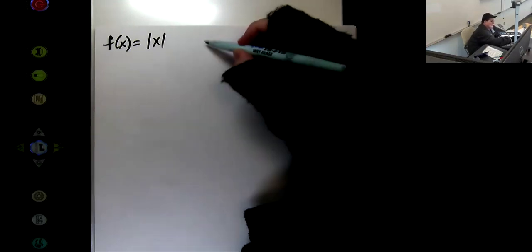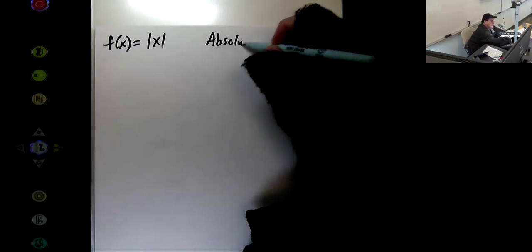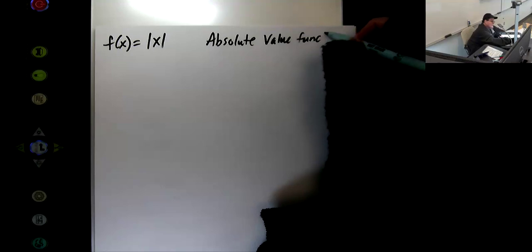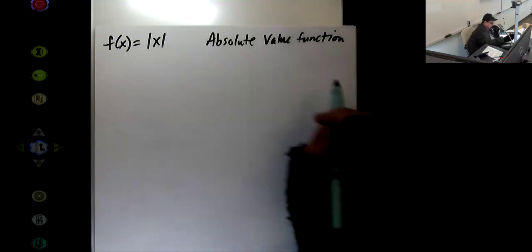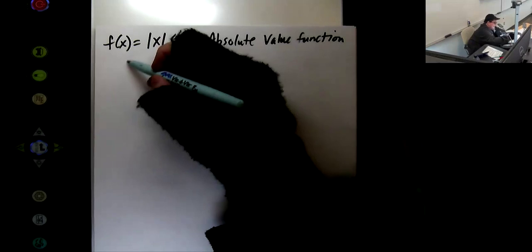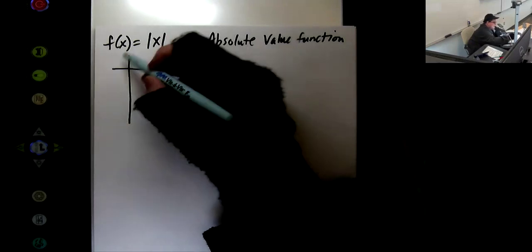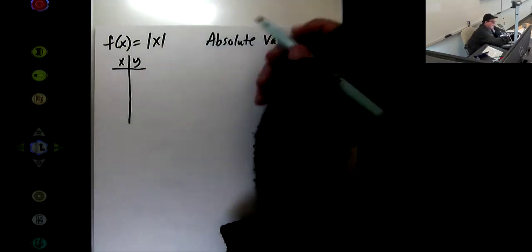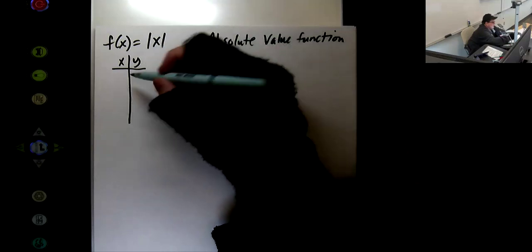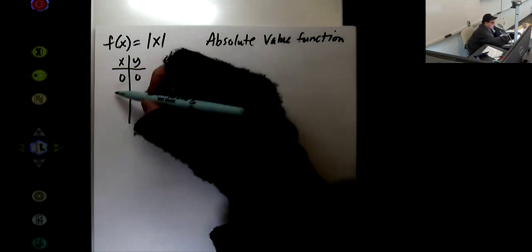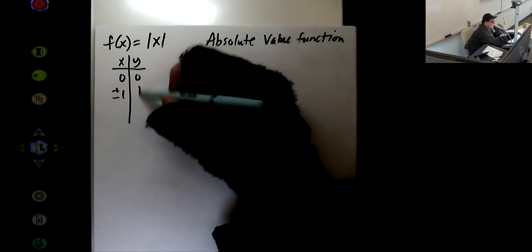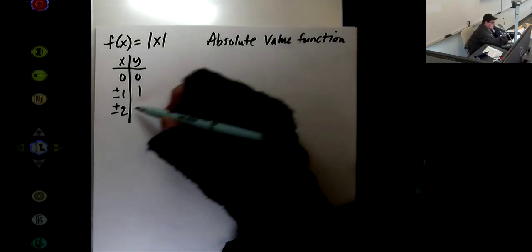This is the absolute value function. This kind of combines what x squared did, where everything just stays positive, but also combines the line. So plus or minus 1 just leads to 1, plus or minus 2 just leads to 2.